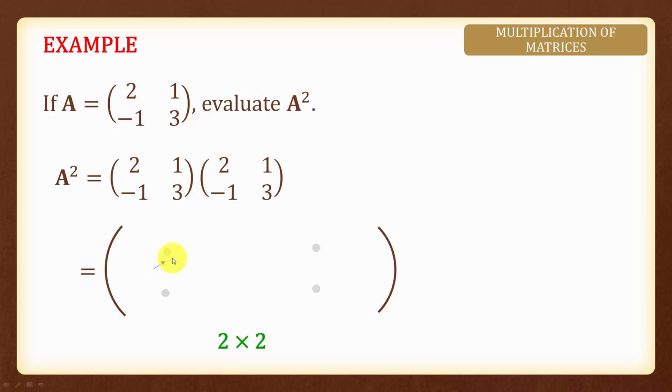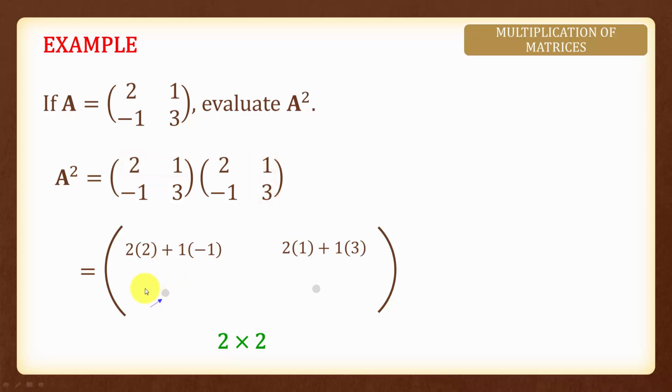To find the elements in the first row, first column, we will multiply the first row with the first column. And we will have 2 times 2 plus 1 times -1. To find the elements in the first row, second column, we will multiply the first row with the second column to give us 2 times 1 plus 1 times 3.